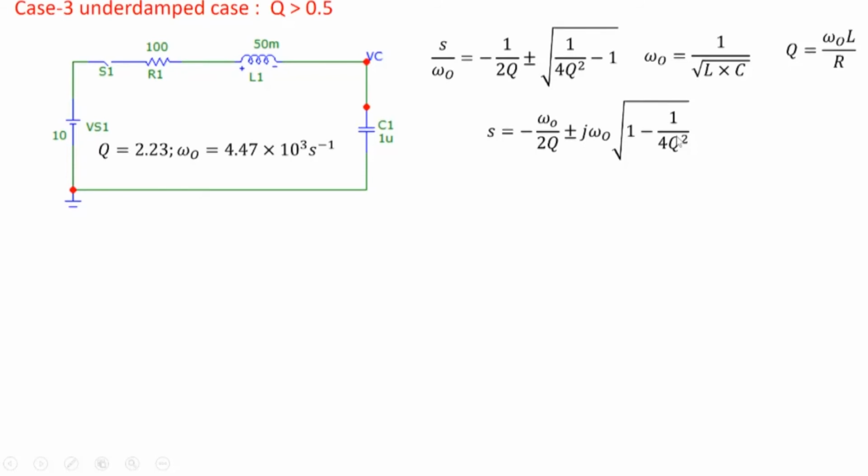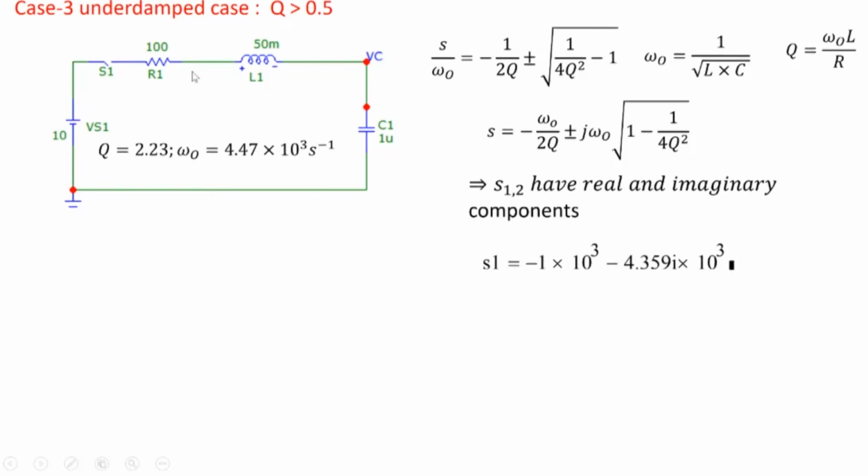So we now have roots which have a real component, negative, and an imaginary component. So it's a complex root, and we have both real and imaginary components here. And for a circuit like this, the values are all given, so we can calculate omega naught, Q, and everything.